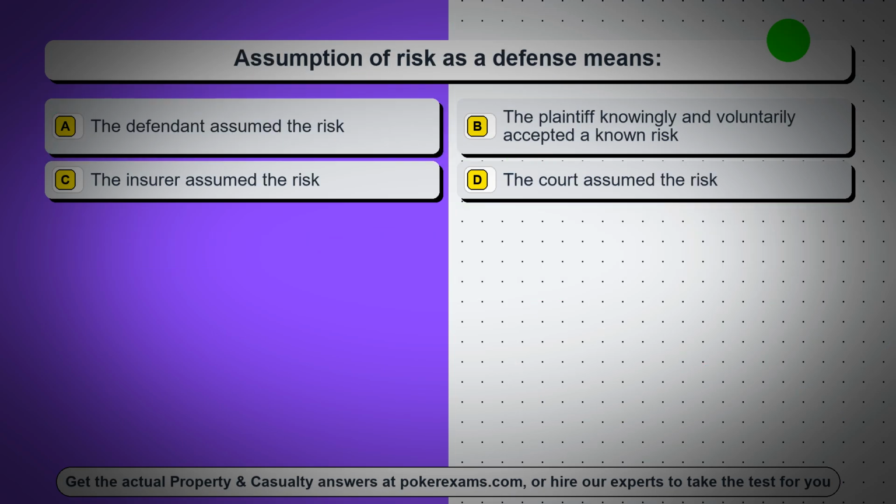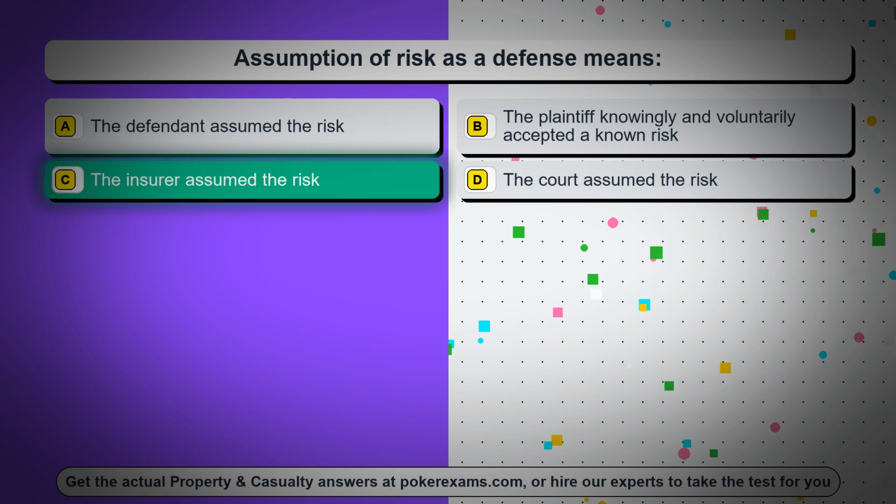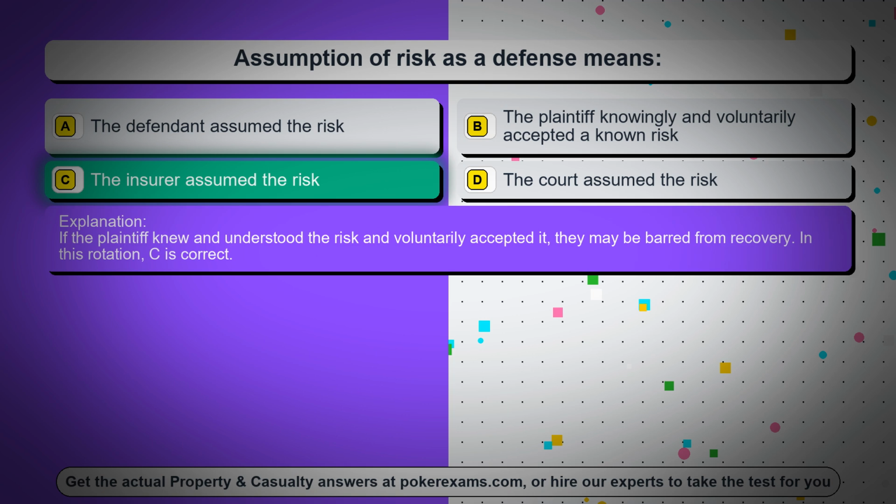Question 16. Assumption of risk as a defense means, option A, the defendant assumed the risk, option B, the plaintiff knowingly and voluntarily accepted a known risk, option C, the insurer assumed the risk, option D, the court assumed the risk. The correct answer is option C, the insurer assumed the risk. If the plaintiff knew and understood the risk and voluntarily accepted it, they may be barred from recovery. In this rotation, C is correct.